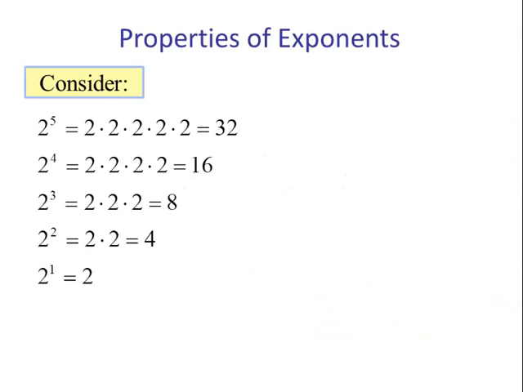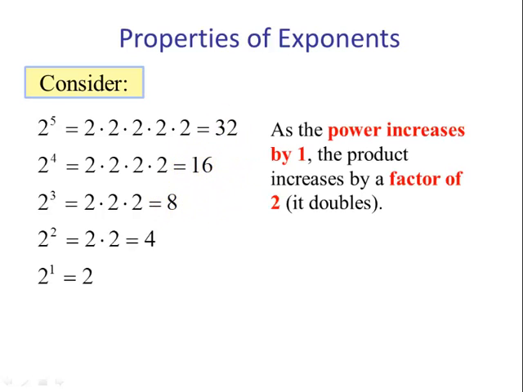Let's go back to our powers of 2. As we increase the power by 1, the number gets larger. And each time it gets larger by a factor of 2. So if I take 2 and multiply it by 2, I get 4. If I take 4 and multiply it by 2, I get 8. 8 times 2 is 16. So we would say as the power increases by 1, the product increases by a factor of 2. So 2 to the 6th power is 64. 2 to the 7th power is 128, so on and so forth.